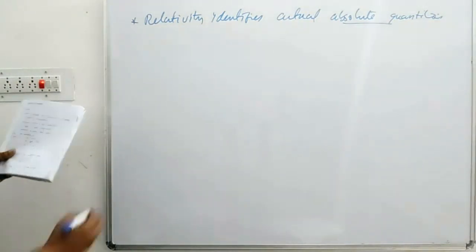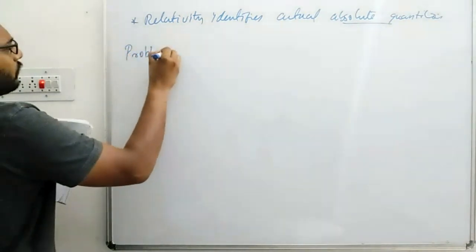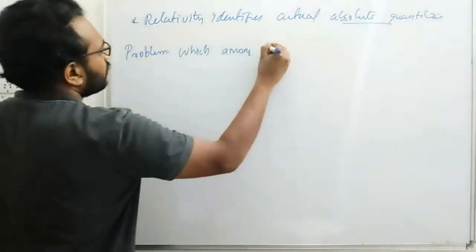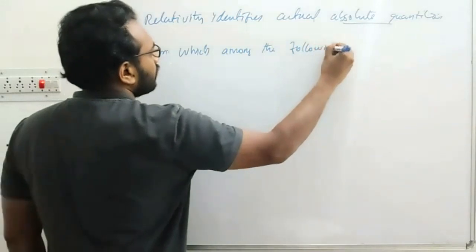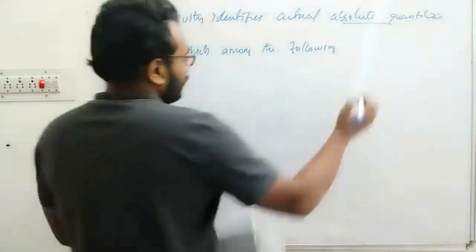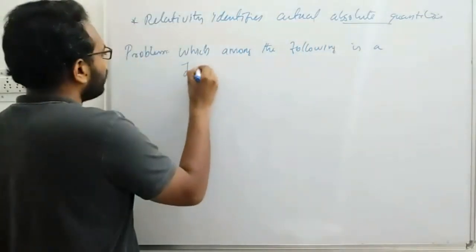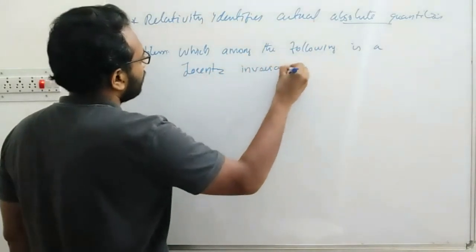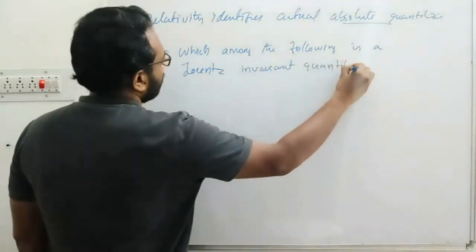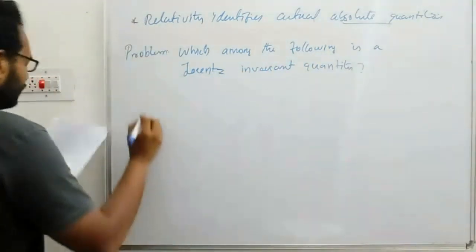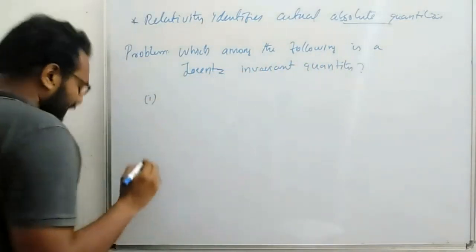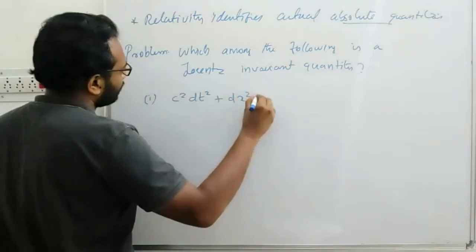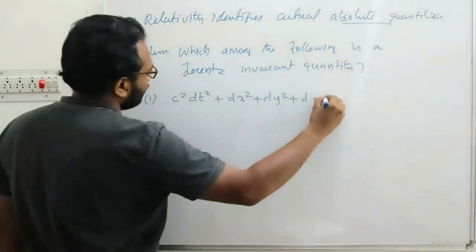So we'll do it as a problem. Which among the following is a Lorentz invariant quantity, which means it does not change when you make a Lorentz transformation? I'll write it as differentials. In terms of differentials, the first option is this combination: c square dt square plus dx square plus dy square plus dz square.